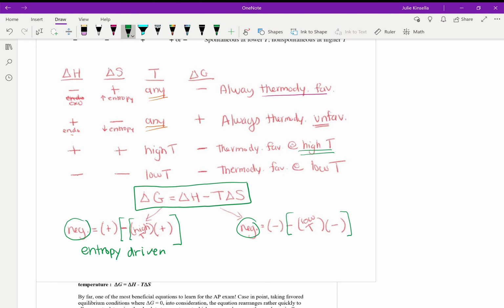The other thing is this type of reaction we would say is enthalpy driven. So enthalpy is favored. And so this will only occur if it's at a low temperature. So just a couple things to kind of keep in mind as we go forward. We'll be working on a bunch of calculations in the next video.